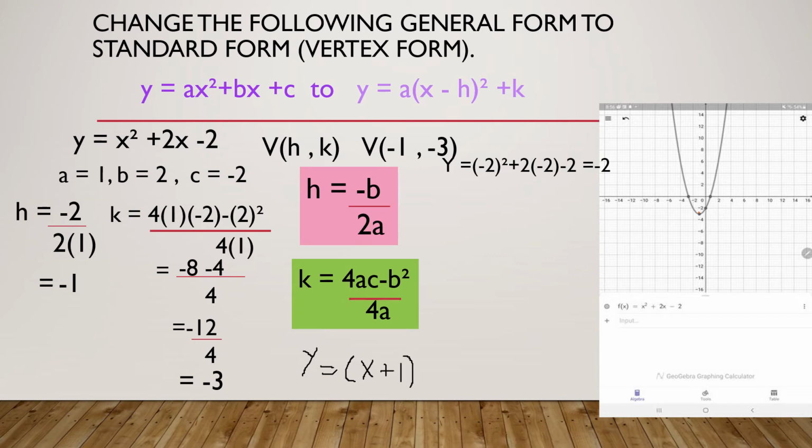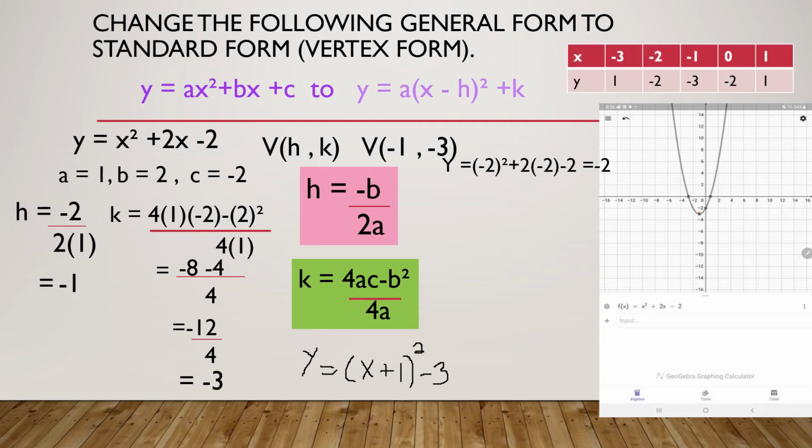Then, close parenthesis, square it. Then we have plus k, and the value of k is negative 3, so we have negative 3, or minus 3. See? So, now, you have two ways on how you can change the general form to standard form. I just want to show to you a little bit of the graph here of this given quadratic function.